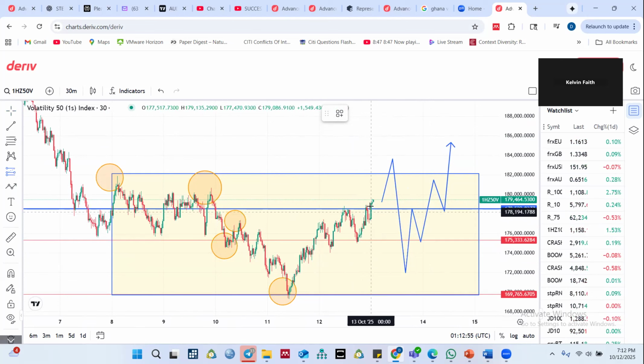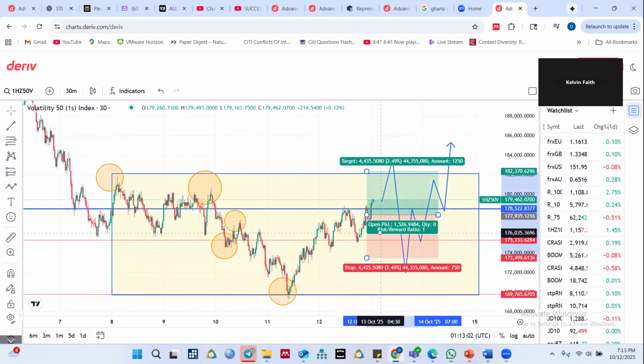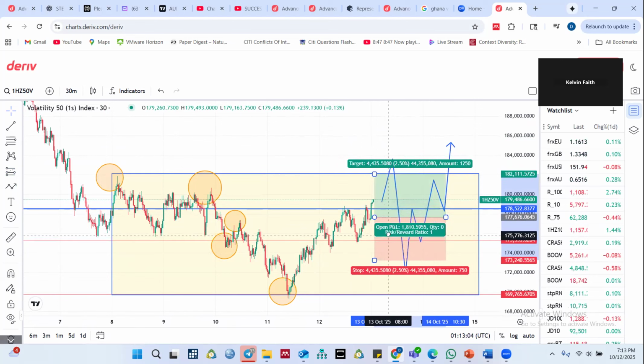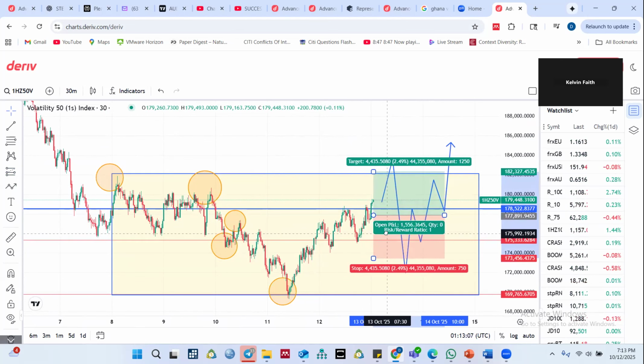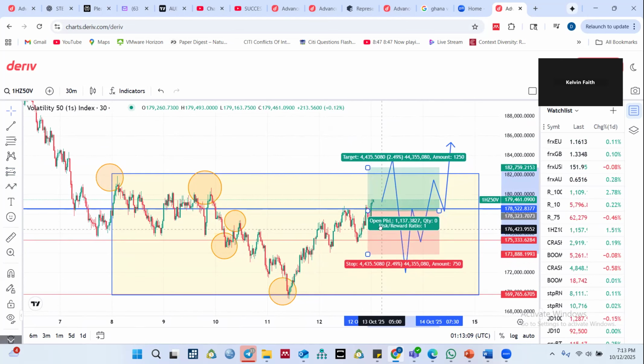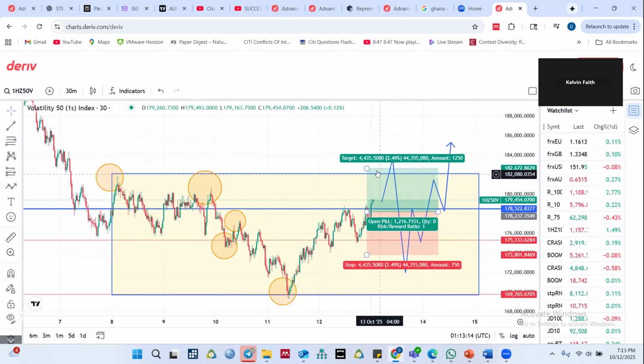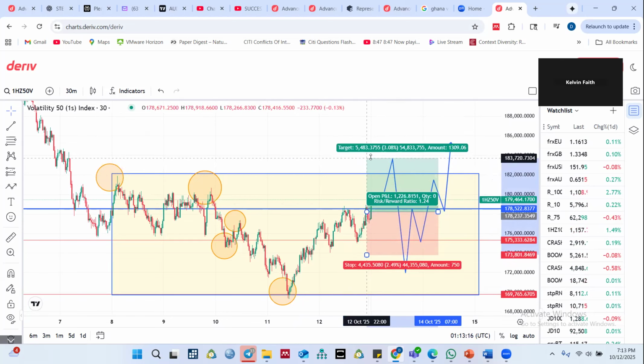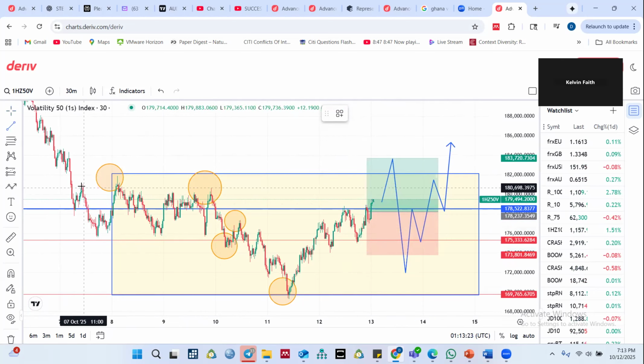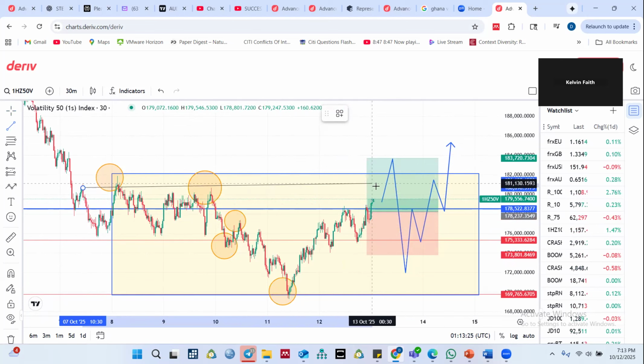If I miss that buy, now that price closes above the blue line, I can get a buy from the blue line. So I could extend it a little bit down, but I could put it here. And the target is for price to sweep the sellers that are sitting here. Okay, for price to sweep this consolidation, these sellers here.